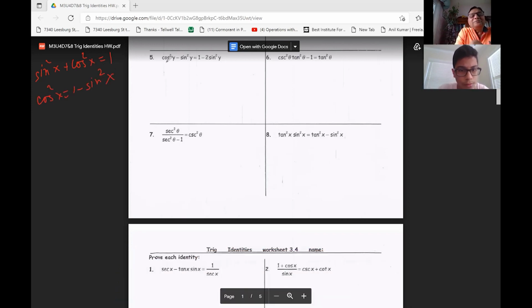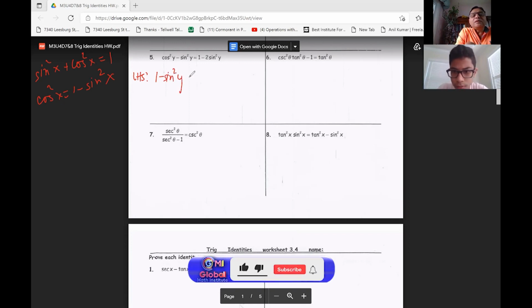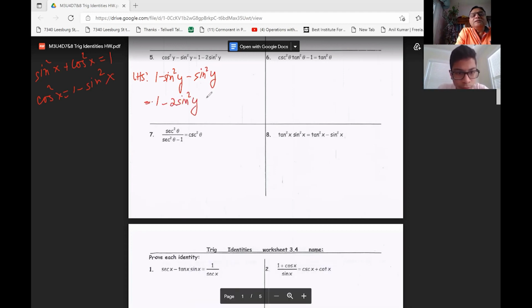So I am going to write the left-hand side, in this case, as cos square y written as 1 minus sine square y. Is that clear to you? We have minus sine square y already, correct? So we already have 1 minus 2 sine square y here. Does it make sense? Which is the right-hand side. So that is simpler, since we know our Pythagorean trigonometric identity. Clear?